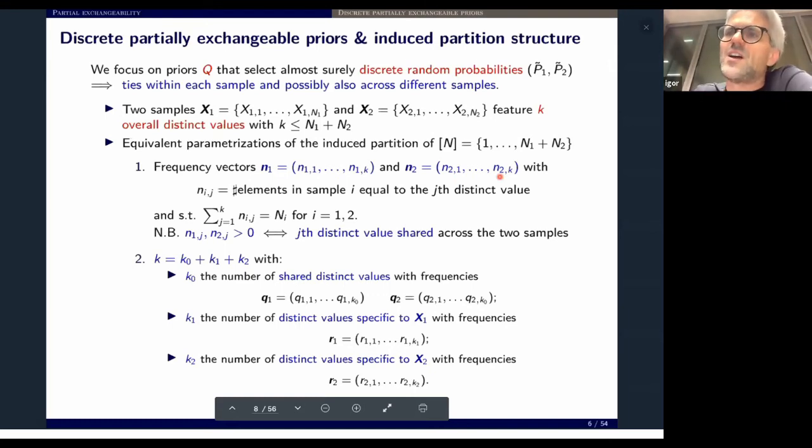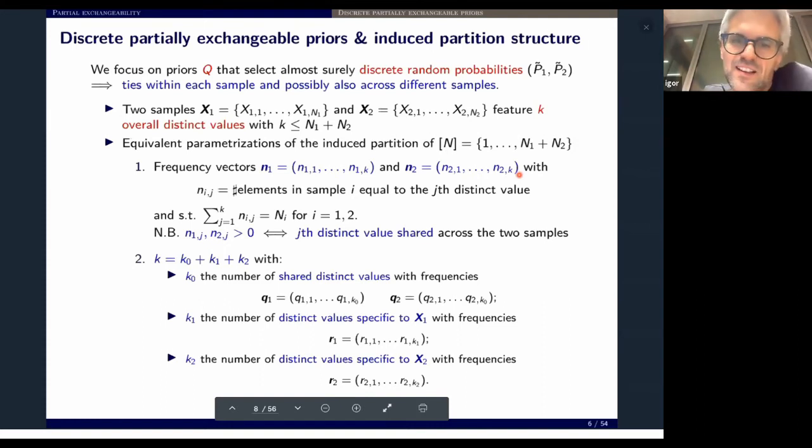For instance, if n11 is positive and n21 is 0, it means that this value is only present in the first sample and not in the second. So for a value which is present in both samples, the same coordinate of your vector has to be positive for the first and for the second vector. If it's positive for both, it means that that's a shared value. Okay, so that's one parameterization.